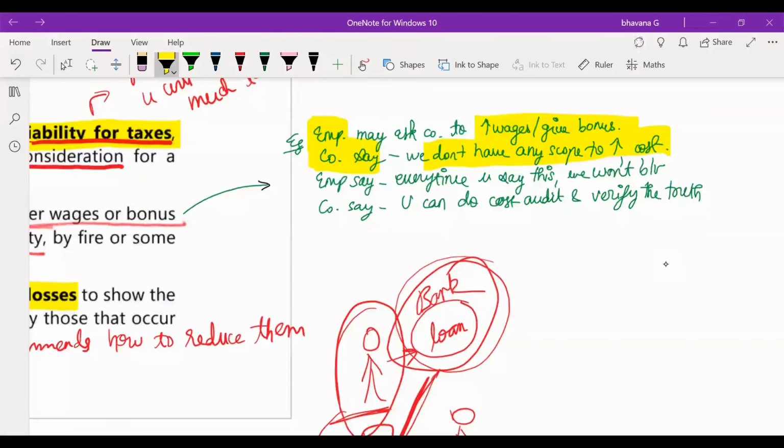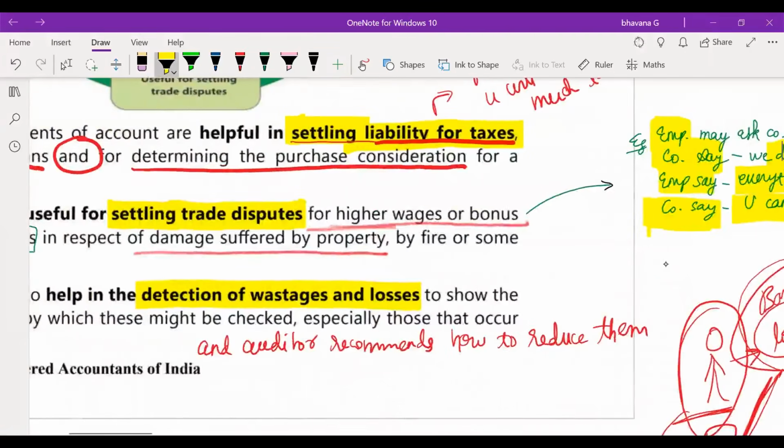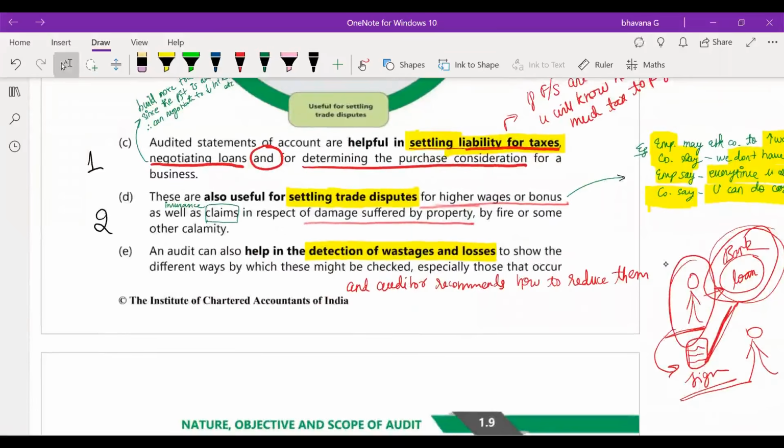Okay, but the employees say that every time you say this only, we are not going to believe you anymore. In such a case, what the company can say to the employees is, see, you don't believe me, it's okay. What you can do is you can do a cost audit and verify the truth by yourself. The auditor will himself tell the truth to you. Okay, so this will help in settling the disputes. Disputes means nothing but the fights that are happening for higher wages or bonus. So that is one advantage if you audit your financial statements.